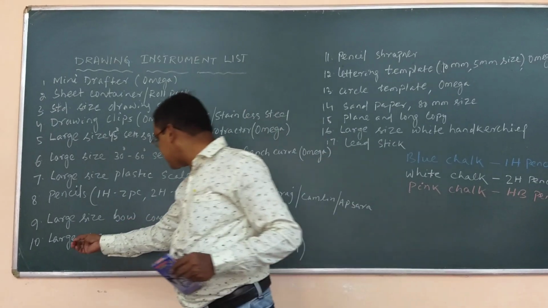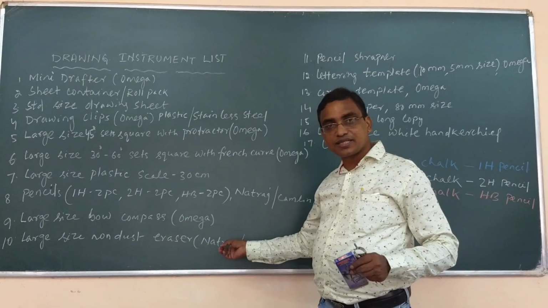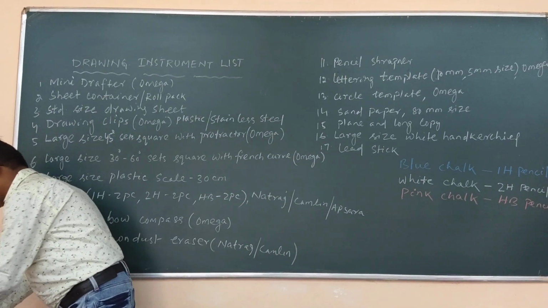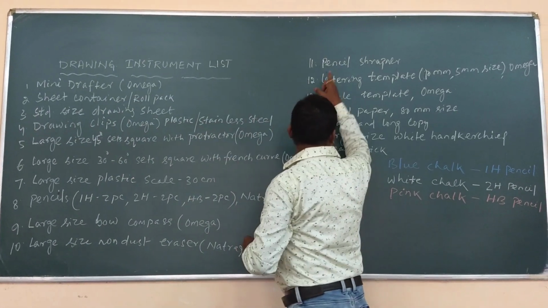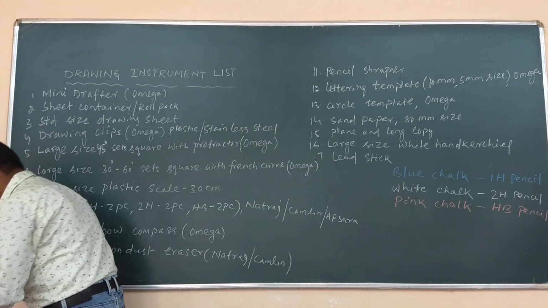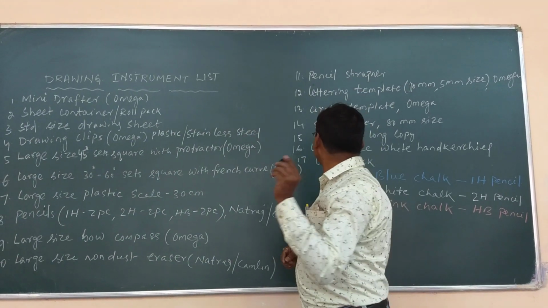Next item is large size non-dust eraser, either Nataraj or Camlin. Large size non-dust eraser. Next item is pencil sharpener. Pencil sharpener, you have to sharpen your pencil with a pencil sharpener.